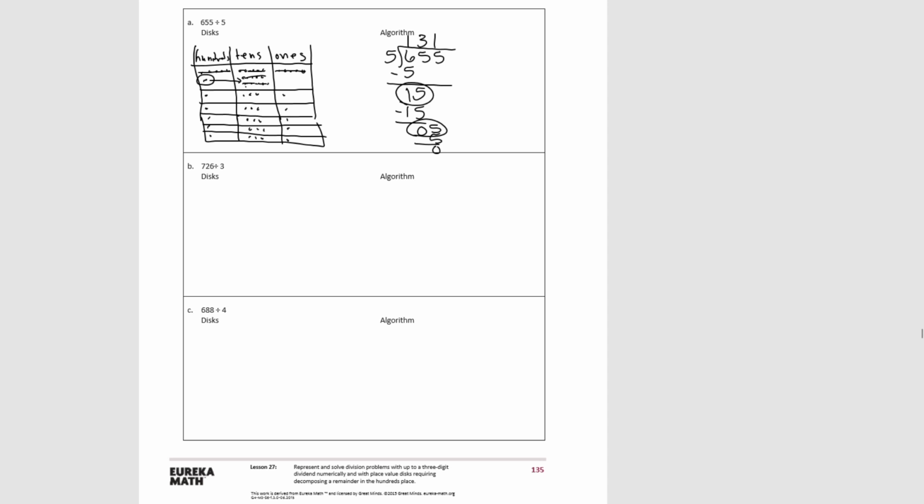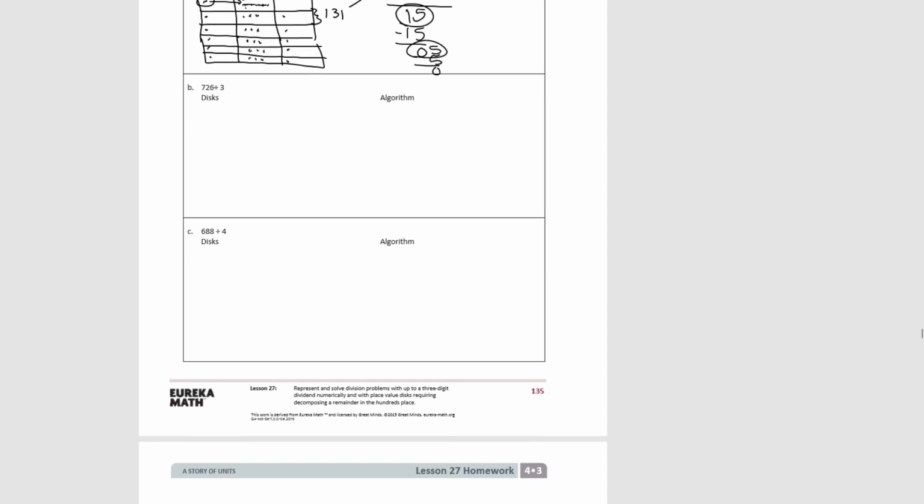So in both circumstances here, our quotient is 100, 3 10s, and 1 1, same as our algorithm. So our solution is a quotient of 131. Stop the video and try B.